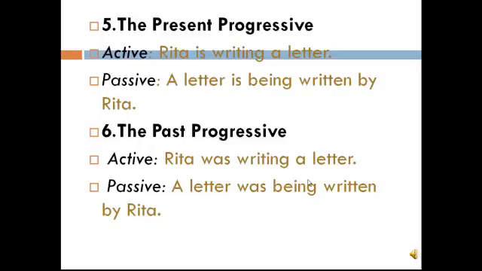Number 6. The past progressive. Active. Rita was writing a letter. Passive. A letter was being written by Rita.